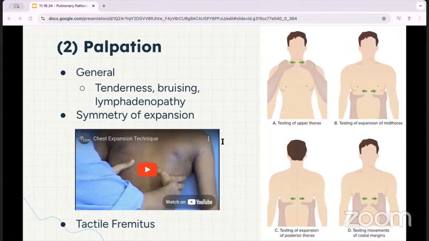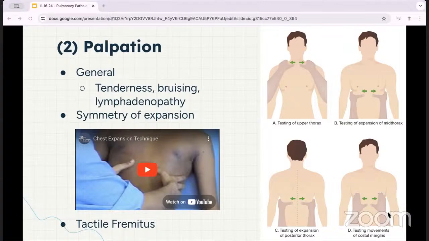And as for symmetry of expansion, we want to check how evenly the chest moves when the patient breathes. We were talking about chest symmetry. The best way to check it is to test the movements of the costal margins: you place your hands on the chest of the patient like this in panel D, and you ask them to breathe in and out. That's how you're also assessing for symmetry.